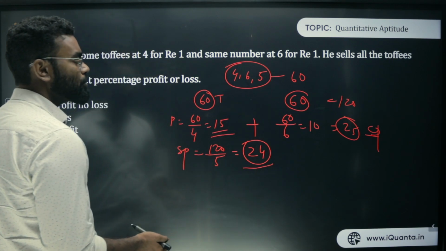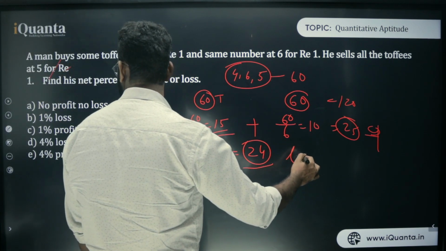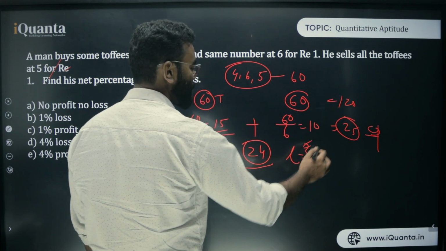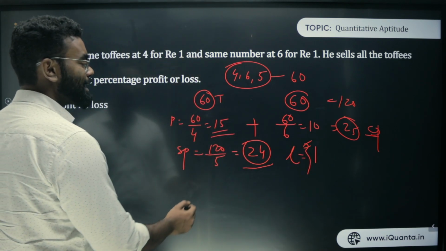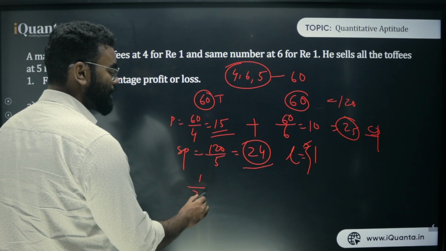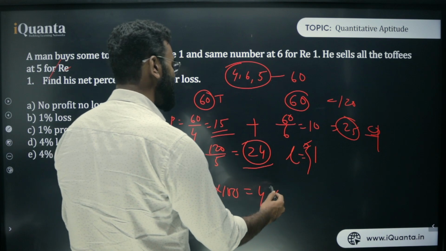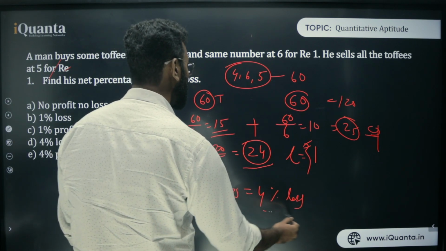Now what is his profit or loss? He made a loss, and the loss is 1 rupee. Now what is his loss percentage? That is 1 upon 25 into 100. So he's making a 4% loss.